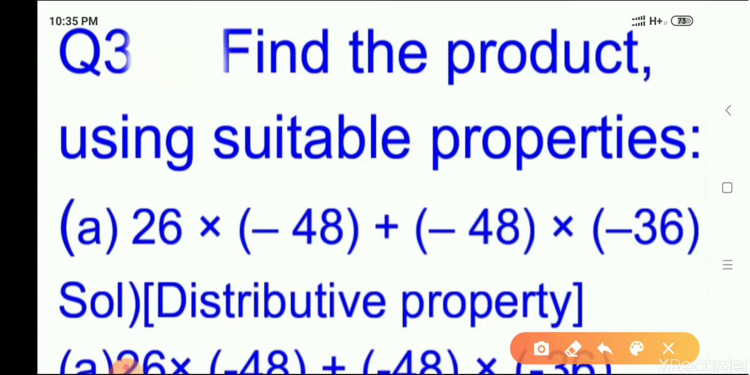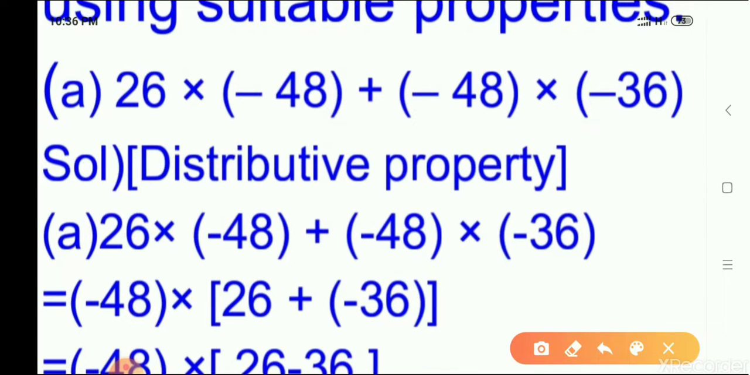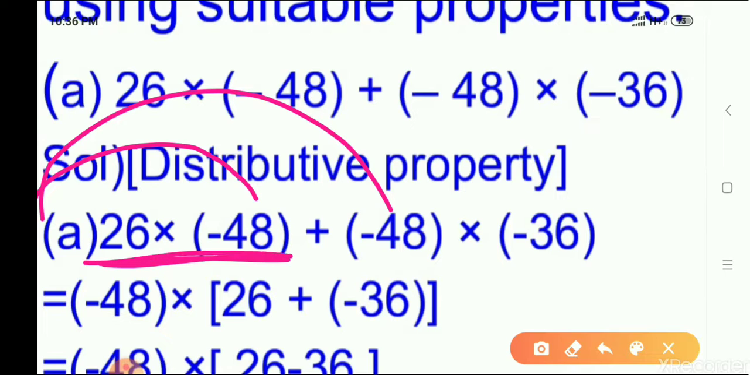Whenever an integer is present outside the bracket, it will be distributed with the integers which are present inside the bracket under the operation of addition or subtraction. So we can see that this minus 48 is distributed with both the parts. If we take this minus 48 outside the bracket, what are we left with? In the first part we are left with 26, and after that there will be a plus sign. In the second part we are left with minus 36.